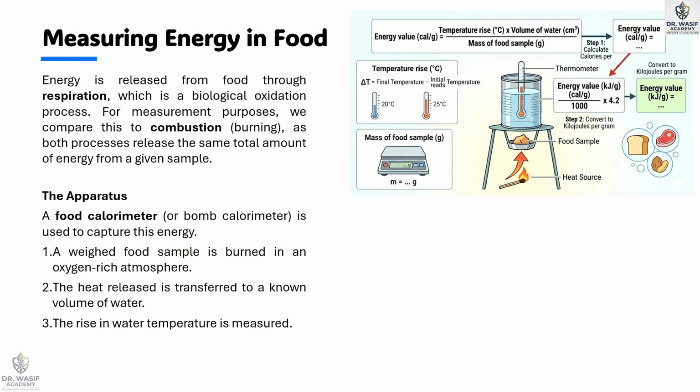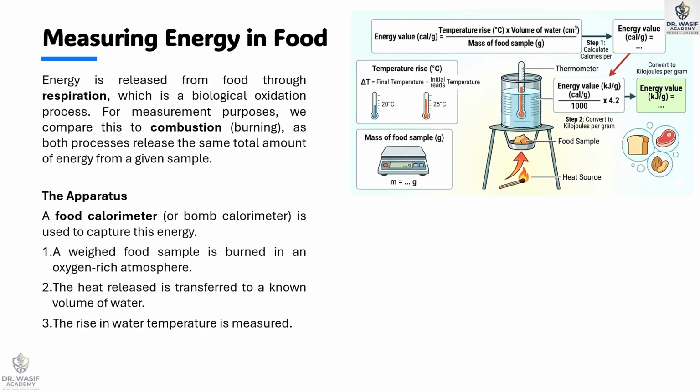The methodology is very clear. We take a precisely weighed food sample and place it inside the central chamber where it is ignited and burnt completely in an oxygen-rich atmosphere. As the food burns, the chemical energy is released as heat. This heat is transferred directly to a surrounding known volume of water. We measure the starting temperature and the final temperature of that water. The rise in water temperature tells us exactly how much thermal energy was transferred.